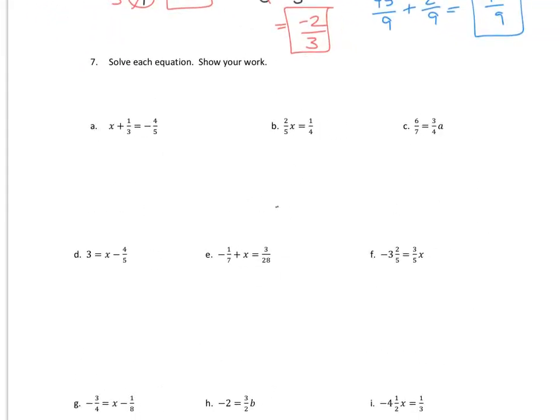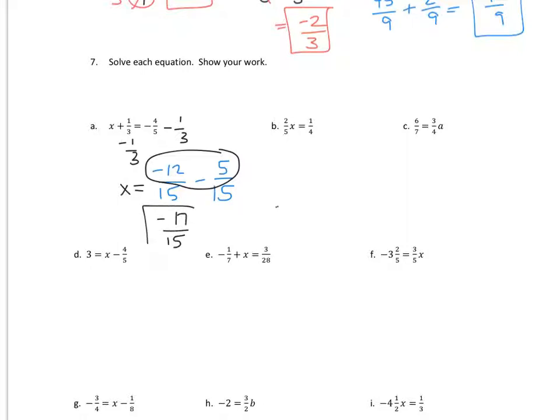And then down here, you're just applying the fractions. So I'm going to subtract 1/3 from each side. Now I have to get a common denominator. It's going to be 15. So multiply 5 by 15 by 3. 4 times 3 is 12. 1 times 5 is 5. So the numerator is negative 17 and the denominator is 15, and it does not reduce.